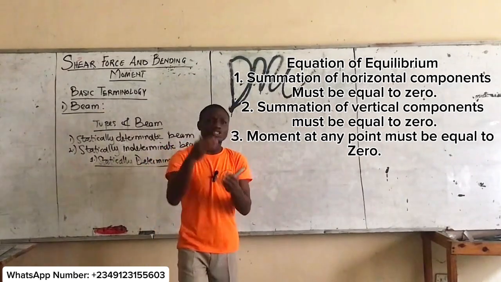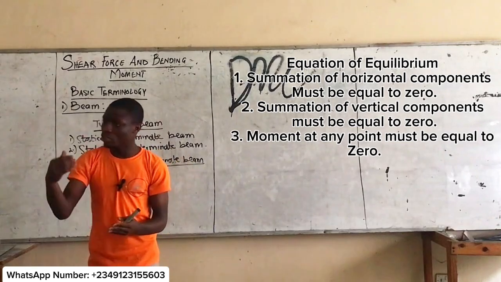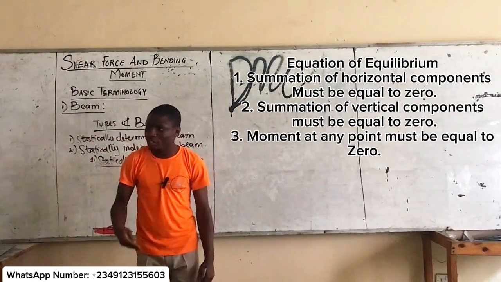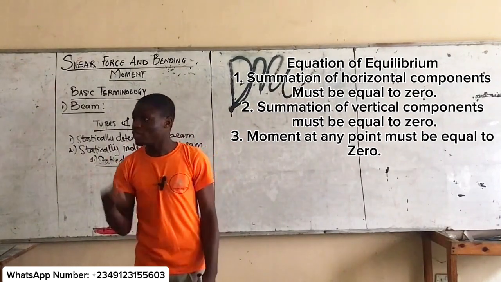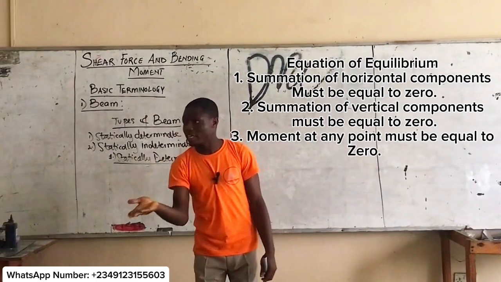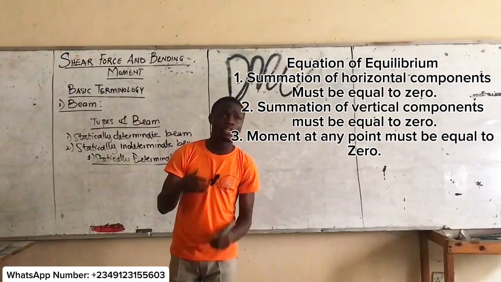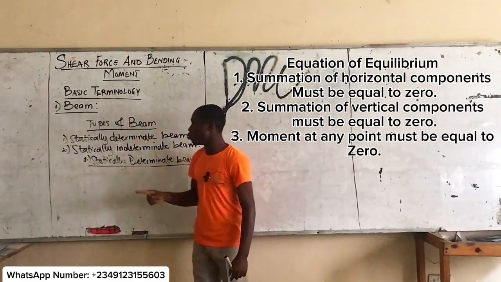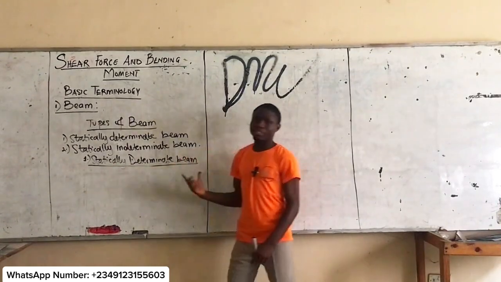Summation H is equal to 0, summation V is equal to 0, and moment at the point is 0. Those three are the equations of static equilibrium. So when I look for a reaction, you look for summation H, that is the direction of Fx, then Fy, then moment at the point. Those are the equations of equilibrium. So when it comes to statically determinate beams, there are three types of beam.